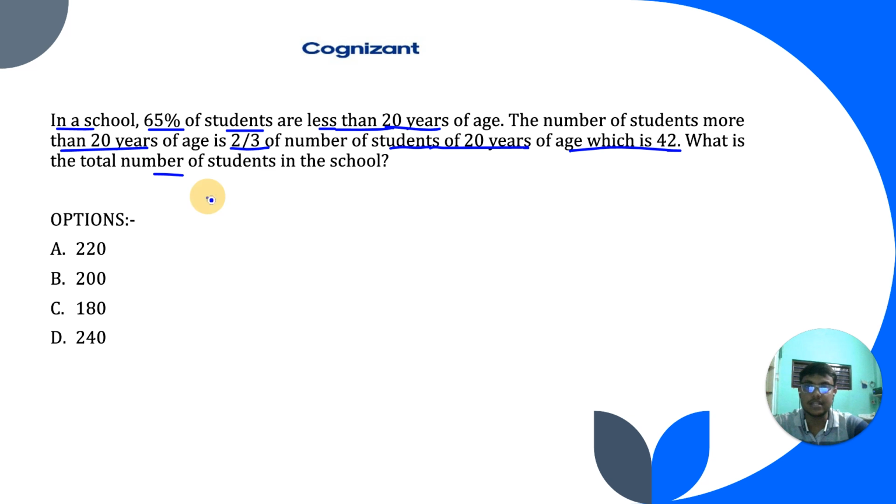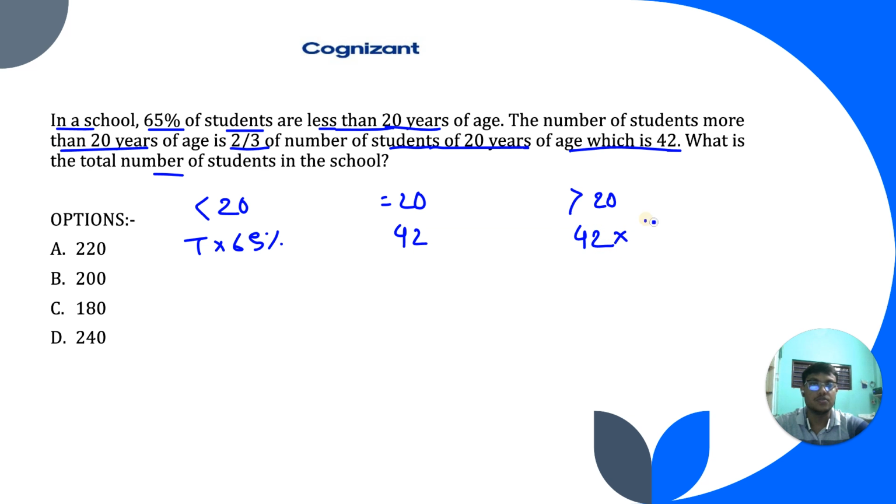Okay, so we would be dividing the students in three categories, that is less than 20 years of age, equal to 20 years of age and greater than 20 years of age. Okay. So here, if the total number of students is T, then the less than 20 years of age students would be 65% of the total students. For equal to 20 years of age, they have said the count is 42, and students greater than 20 years of age is two-thirds of 42 because they have said that the number of students greater than 20 years of age is two-thirds of the number of students equal to 20 years of age.